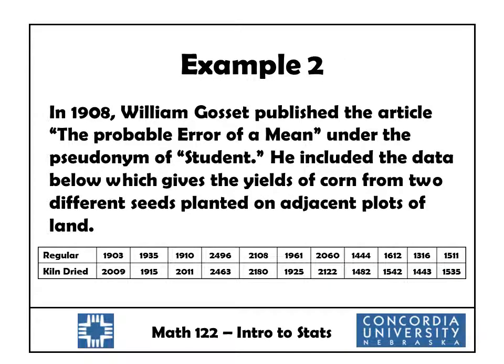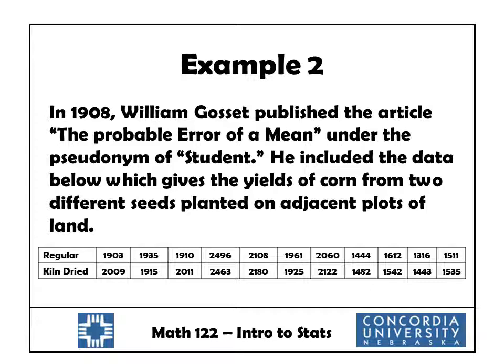Let's look at another example of using the sign test. In 1908, William Gossett published the article "The Probable Error of a Mean" under the pseudonym of Student. He included the data below, which gives the yields of corn from two different seeds planted on adjacent plots of land. Our two types of seeds are called regular and kiln-dried, and I honestly don't know the difference between the two.